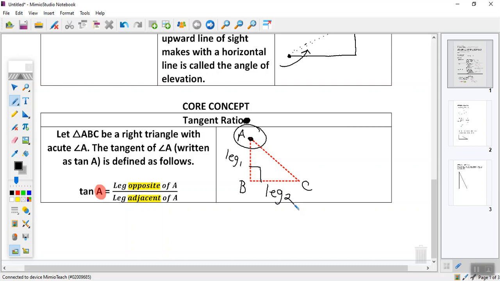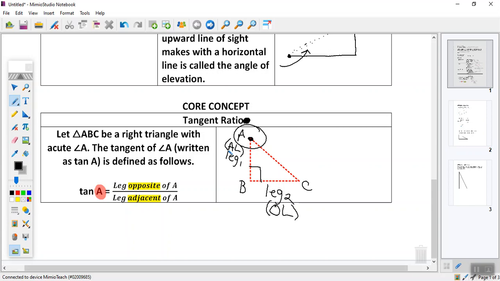So I like to label leg 2. I'm going to call this the OL, which stands for, what do you think? Opposite. And I'm going to label this AL, which stands for what? Adjacent. And the tangent of that angle would be whatever this leg is down here lengthwise, opposite leg over adjacent leg.